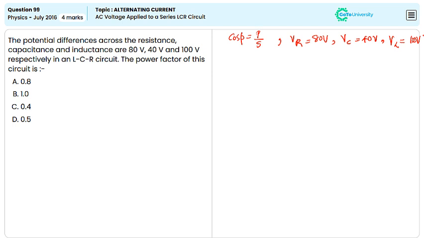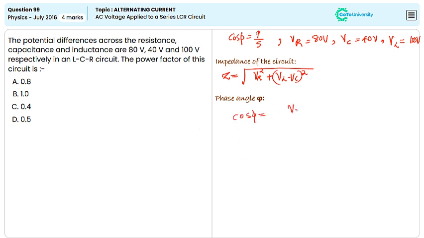The total voltage in the LCR circuit can be found using the vector sum of individual voltages across each component. The impedance of the circuit can be calculated as Z is equal to square root of VR square plus (VL minus VC) the whole square. The phase angle between the voltage and current can be found using the following relation. Cos phi is equal to VR by V total. Let's plug in the values in the impedance formula.